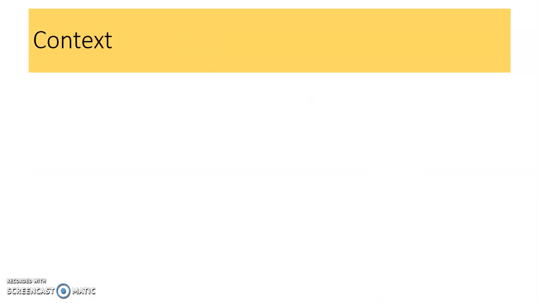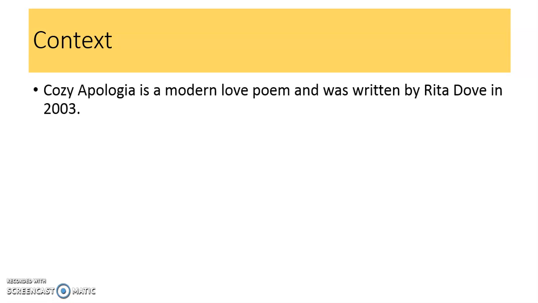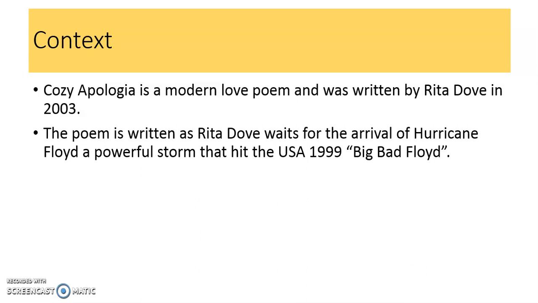Okay, so hopefully you've had a good read through of the poem and have got an idea of the feel of it and a bit more knowledge of the poem. So let's start just with a little bit of context so that we understand a bit more. So Cosy Apologia is a modern love poem. It was written by Rita Dove in 2003. The poem is written as Rita Dove waits for the arrival of a hurricane, a powerful storm that hit the USA in 1999, so a few years before she wrote the actual poem.